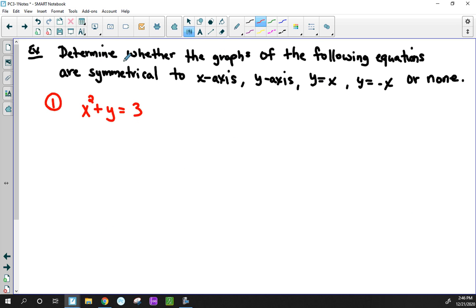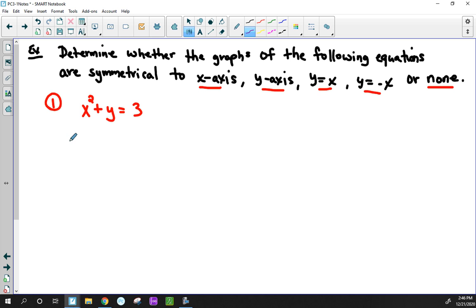Example: determine whether the graphs of the following equations are symmetrical to the x-axis, the y-axis, y equals x, y equals negative x, or none. Determine whether the graphs of the following equations are symmetrical. We've got all line symmetry. Notice that.